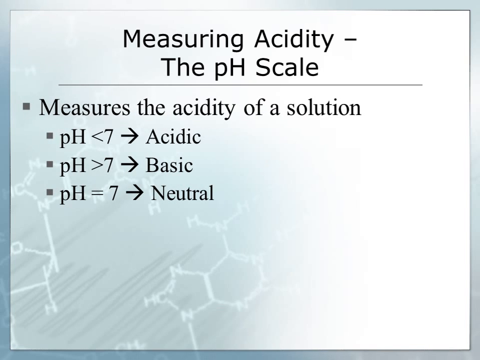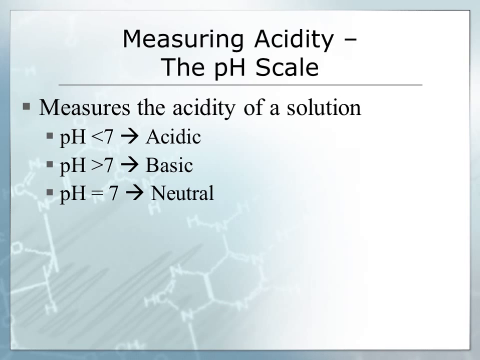When we describe solutions that are acids, we describe them based on the magnitude of how much hydrogen ion, or protons, they produce in solution. A common way of measuring this acidity is with the pH scale, which is a logarithmic measurement of the hydrogen ion concentration.